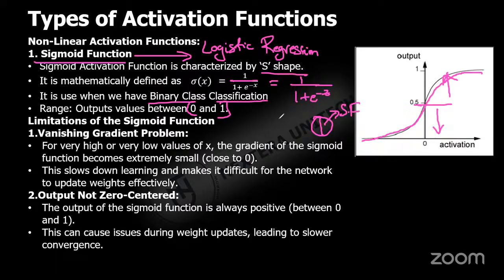What if the sigmoid function is used in hidden layer neurons? Within the hidden layers, if the sigmoid function is used, there we have two problems. One is called the vanishing gradient problem. Very, very important, guys. Vanishing gradient.